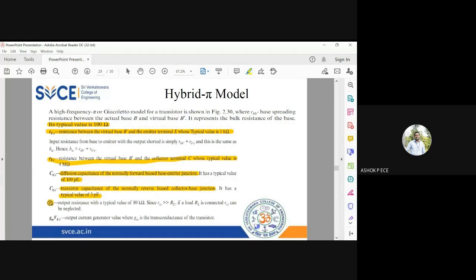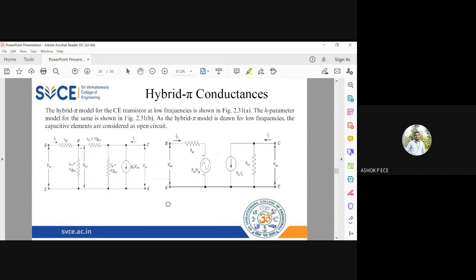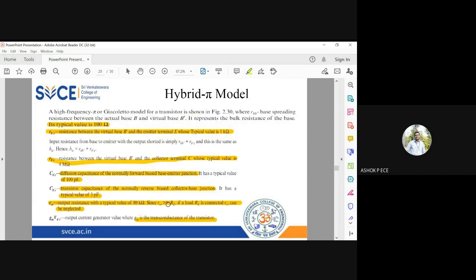Rce is between the collector and the ground. So if you connect a load resistance, we can neglect Rce. And gm Vb'e, gm is called the transconductance. Transconductance is current by voltage, current by voltage, okay? gm into Vb'e. So this is the explanation for the hybrid pi model.